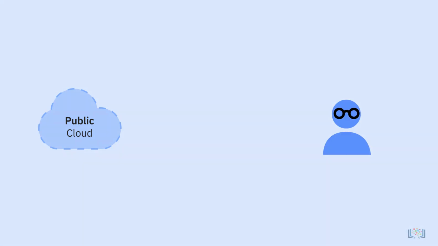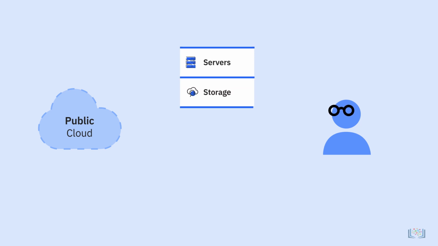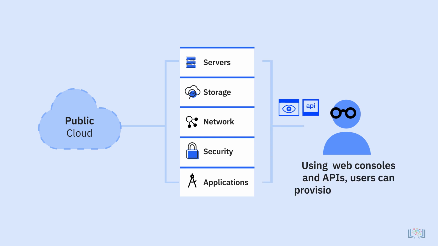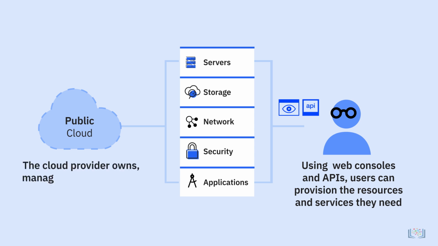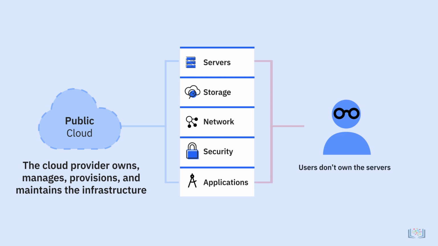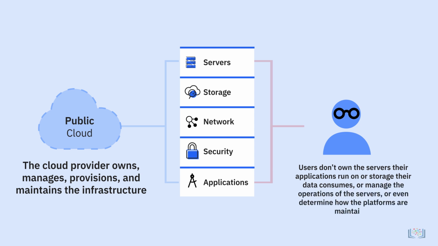In a public cloud model, users get access to servers, storage, network, security, and applications as services delivered by cloud service providers over the internet. Using web consoles and APIs, users can provision the resources and services they need. The cloud provider owns, manages, provisions, and maintains the infrastructure, renting it out to the customers either for a subscription charge or a usage-based fee. Users don't own the servers their applications run on, or the storage their data consumes, or manage the operations of the servers, or even determine how the platforms are maintained.